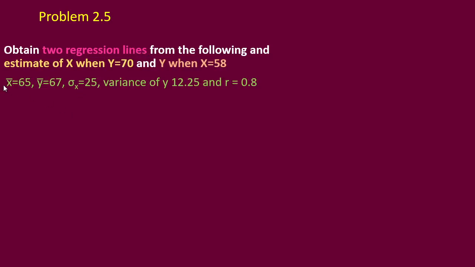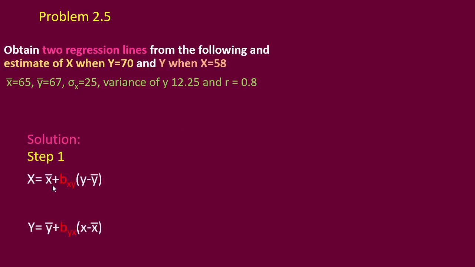So here they have given the mean of x series, mean of y series, standard deviation of x, and variance of y. So they have given the standard deviation of x, but they have given the variance of y, and the r value they have given is 0.8. So our first task is to form two regression lines.